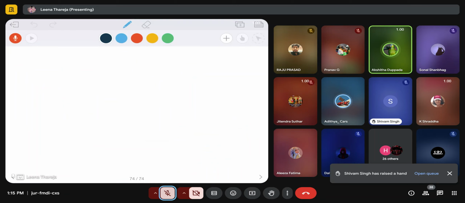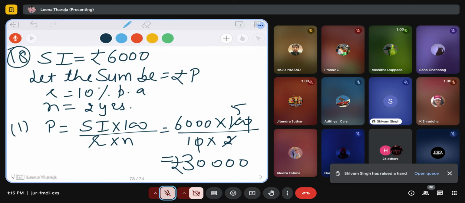Ma'am, could you go back to the previous page for one second? Sorry. Thank you, ma'am. Second, amount at the end of 3 years. Ma'am, you can go back. Okay. How will you calculate the amount at the end of 3 years? And at the same rate of interest compounded annually. You want to get compounded annually, they are saying it, correct?